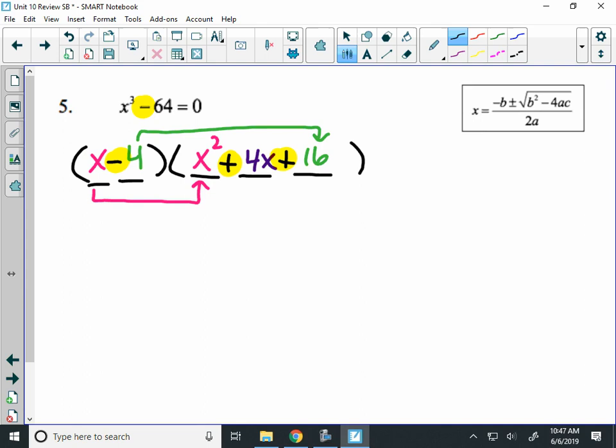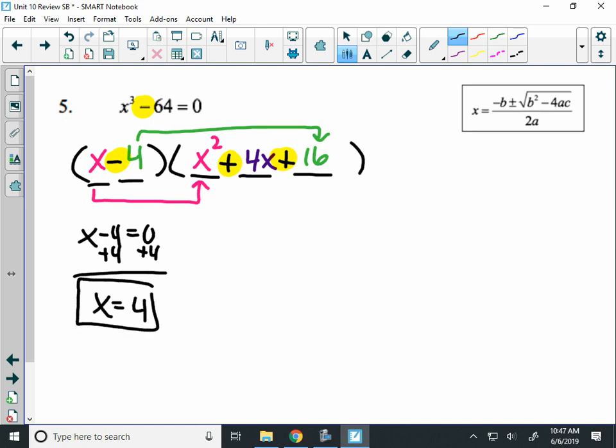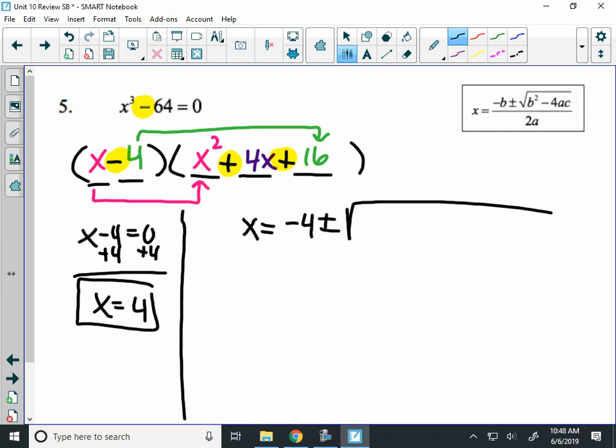All right, the first factor, x minus 4, gives me the solution of positive 4. That's one of my 3 roots. It's a cubic, so I'm going to have 3. The second one, I need to use the quadratic formula. I'm going to take the opposite of b plus or minus the square root of 4 squared.